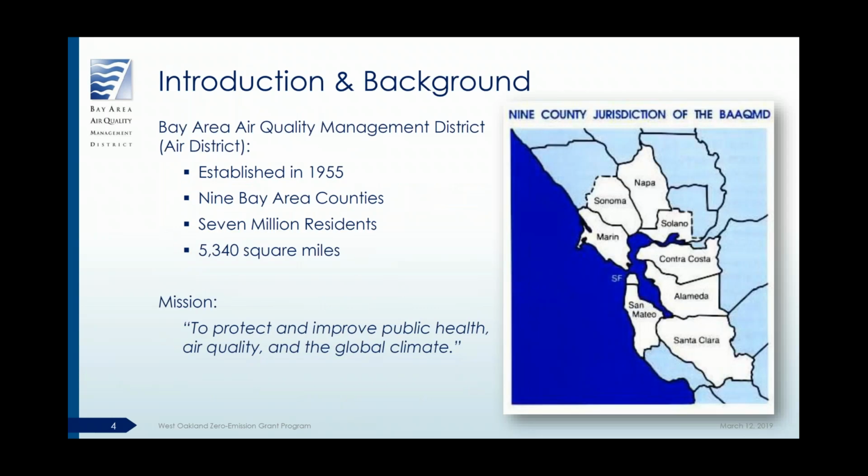The Bay Area Air Quality Management District was established in 1955 as the first regional air quality agency in the nation, with the mission to protect and improve public health, air quality, and the global climate. The Air District achieves its mission by regulating stationary sources of air pollution in the 9-county Bay Area, home to around 7 million residents, and by offering grants to public agencies, businesses, and residents to reduce emissions from mobile sources. The Bay Area has made great progress in reducing air pollution, but we recognize that there's still more to be done.